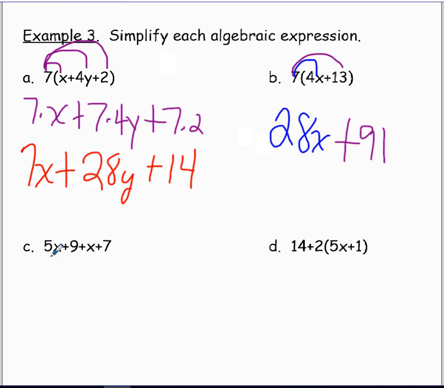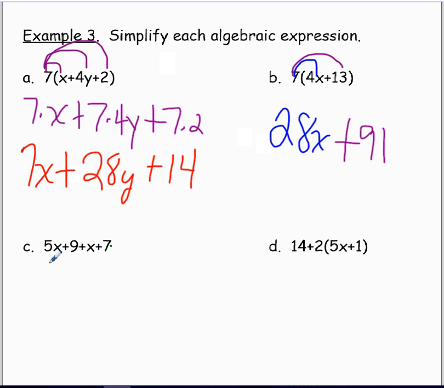We have 5x plus 9 plus x plus 7. So remember, like terms have the same variable. And in this case, we have 2 that have no variable. So they are like terms because they're both constants. So let's reorder these. We can do that because of the commutative property.